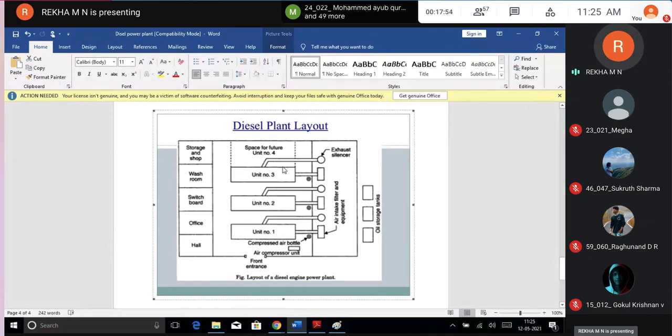Okay, and the blueprints and all will be taken. So this layout will be there for all kinds of building. Even for a diesel power plant, it will be there, but it will be very easy because comparatively the auxiliaries are very few. That is the most important thing.